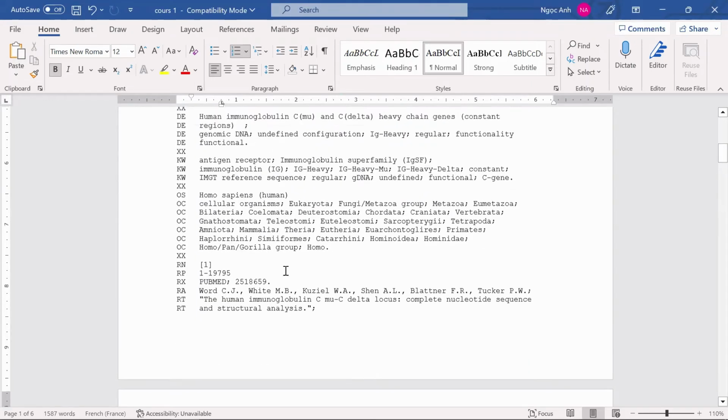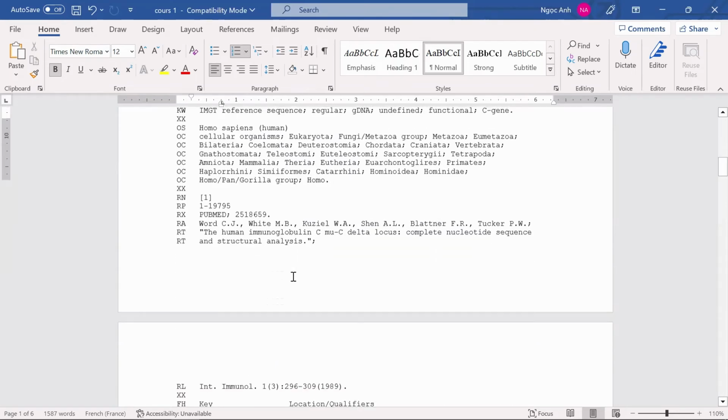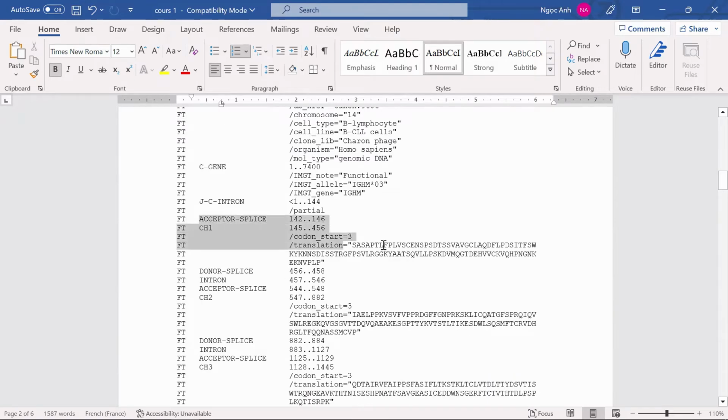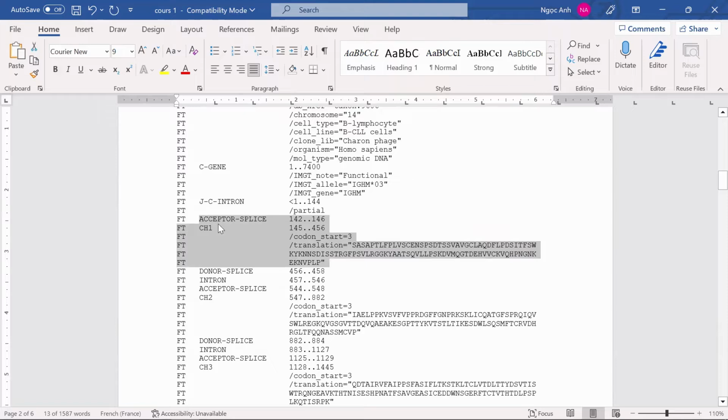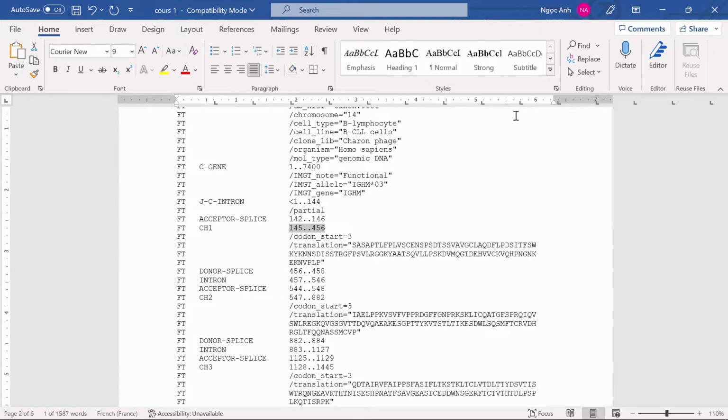So basically, you should go further down in your file. Find the CH1. Yes, excellent. Where's the CH1? Be a bit more specific. What is the start and what is the end position of CH1? Speak up, please. The start position is at 145, and the end position of the constant heavy 1 domain is at 456. Great. How do I find it in the sequence? Where do I find the sequence?